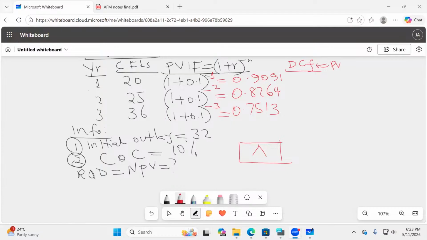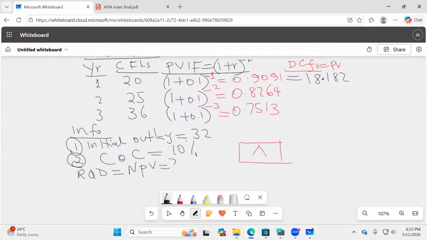Now I'm looking for the discounted cash flows. How do we get discounted cash flows? You take the normal cash flows we are given times the PVs. So in this case, cash flow 20 times 0.9091 will give us what figure? 18.182, I'm told. Thank you so much.